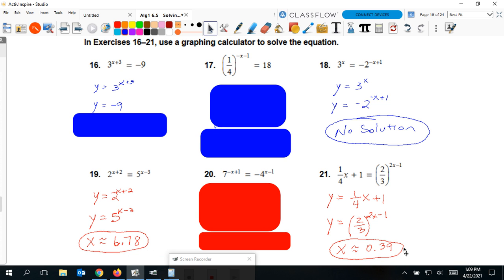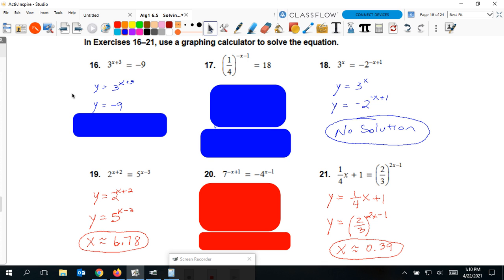Okay, so now what you're going to do is get to that Desmos.com on your own and do 16, 17, and 20. So do these three. See if you can find the intersecting point, unless there is no intersecting point and it has no solution like number 18 did. So go ahead and pause the video and then play the video once you've done that and just check to see if you are correct in what you're doing.